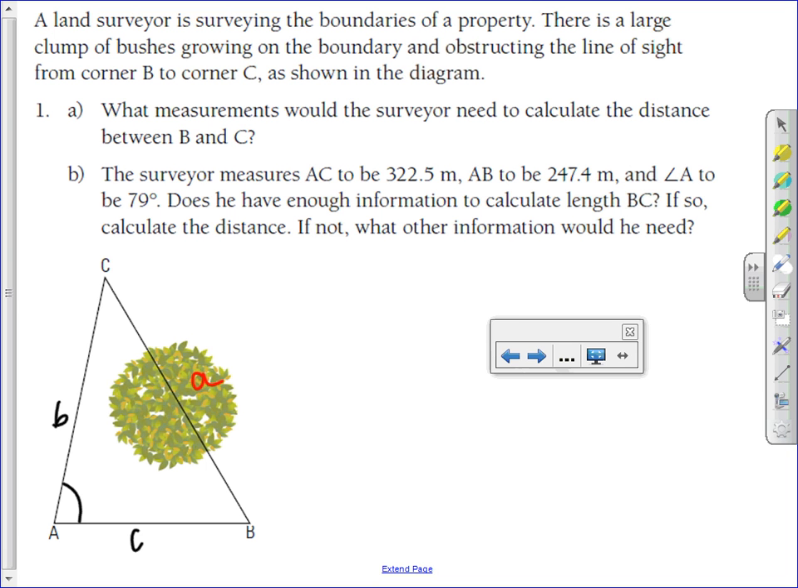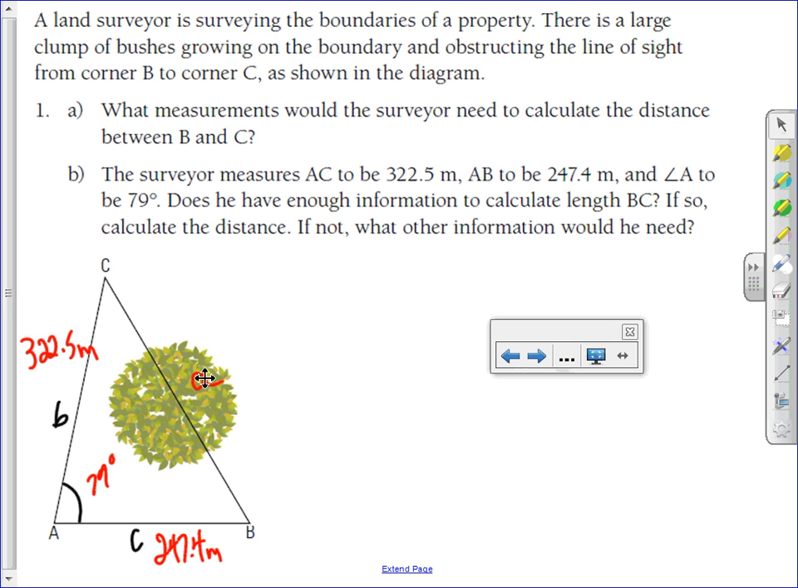It says here that the surveyor measures from A to C to be 322.5. And from A to B, oh, I put it in the wrong spot. That should have been over here. And then from A to B is 247.4. And angle A is 79 degrees. Does he have enough information? Yes, he does. And so we could then calculate the distance using the cosine law.